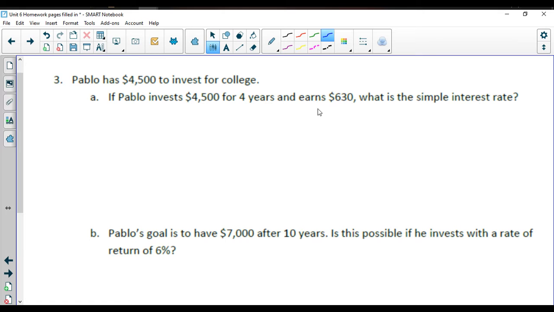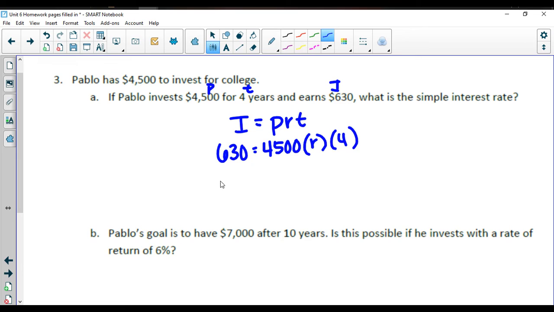For question number 3, Paulo has $4,500 to invest in college. He does this for 4 years and earns $630. What is his rate? This is his principal, his time, and that's his interest. So I equals PRT, 4,500 times R times 4.